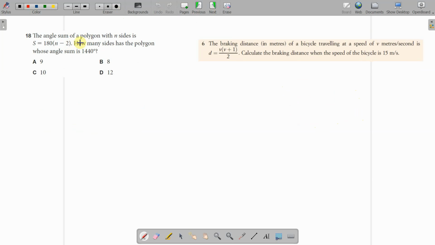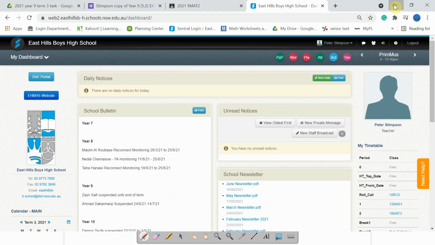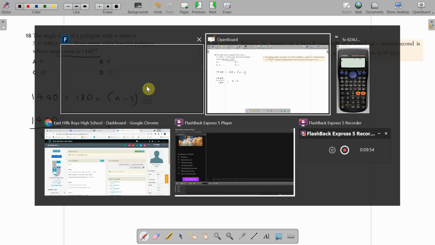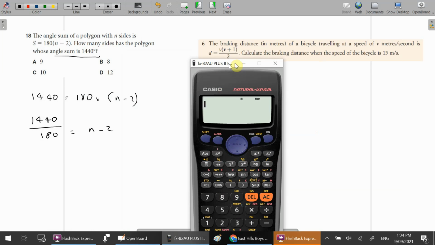Okay, this one here, the angle sum of a polygon, basically this is a sub-in question, just like this one is in the chapter reviews. So what have we got? Angle sum is 1440. How many sides? Well, S is the angle sum, equals 180 times n minus 2. So we'll simplify here to divide by 180. And we found 1440. I need a calculator. There you are. Thank you, made it.